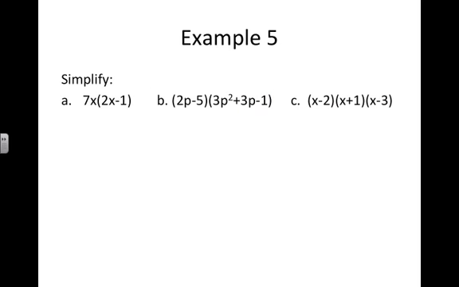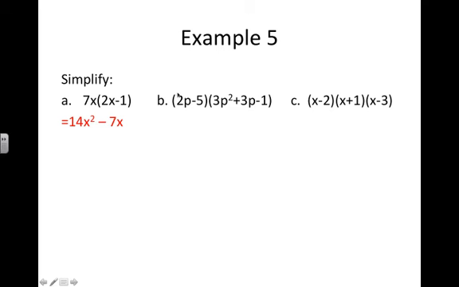Okay, for example 5, we're going to multiply. It tells us to simplify. We know to multiply because multiplication is indicated. So we've got 7x times 2x minus 1. We want to distribute the 7x, so we're going to multiply 7x times 2x. Then we're going to write down minus and multiply 7x times 1. So we're going to have 14x squared minus 7x. Those are not like terms. We are done.